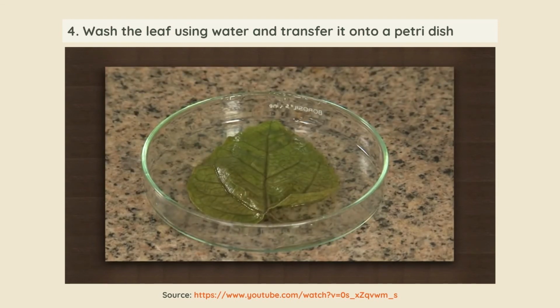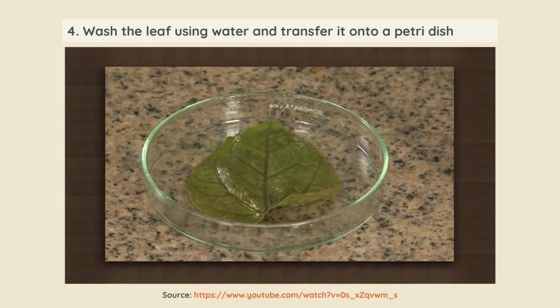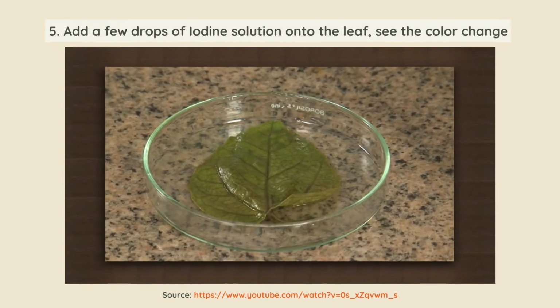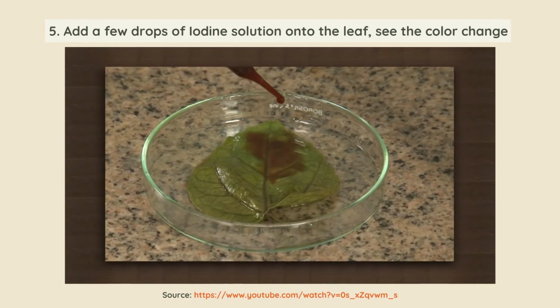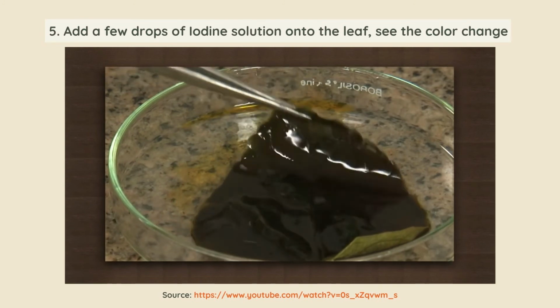Okay, this step is not shown in this video, but before we add the iodine solution onto the leaf, we have to make sure that there is no remaining alcohol on the leaf. So, please rinse the leaf using water. And the last step is to add a few drops of iodine solution onto the leaf. If starch or glucose is present, the color will change into black.